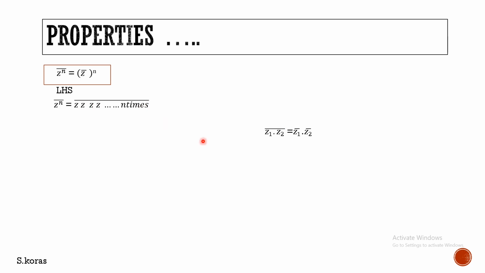So it can be split like this, that is z bar into z bar into z bar, and it goes up to n times. So z bar into z bar, if you do it for 2 times, z bar the whole square. z bar into z bar into z bar, if you do it for 3 times, the result will be z bar the whole power 3. So if you do it for n times, the result will be z bar the whole power n. So it's very simple and it is proved.